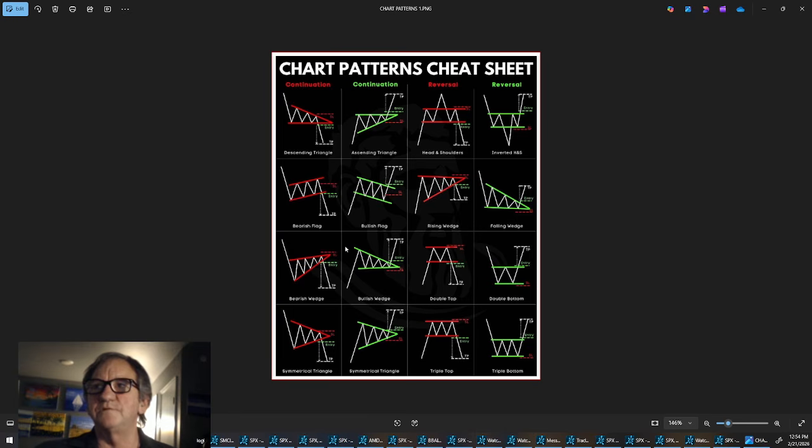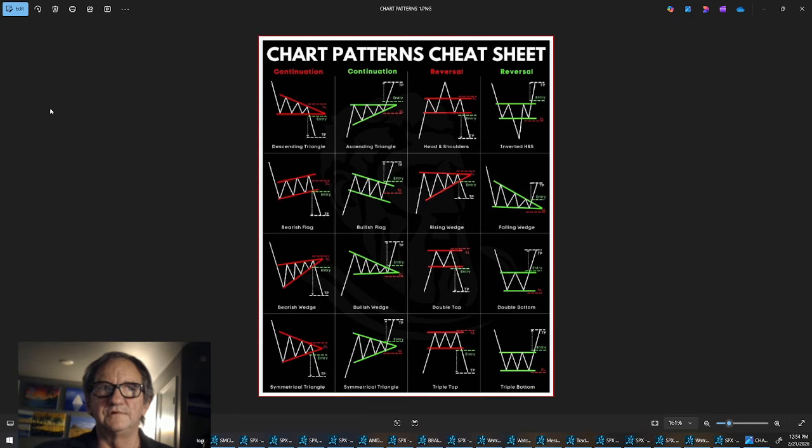So learn these chart patterns. You can copy and paste this, or you can look up bullish, bearish chart pattern reversals, and you can find some diagrams and then start studying these chart patterns.